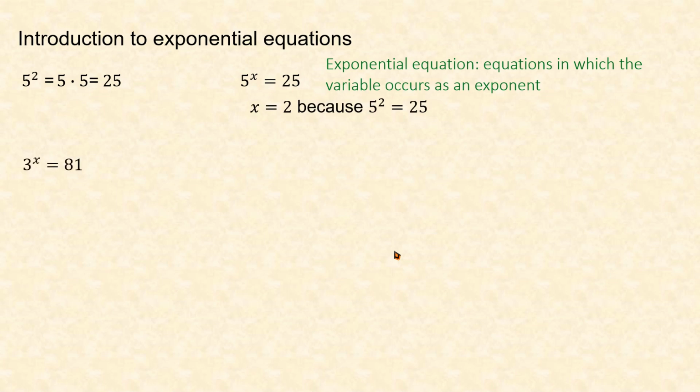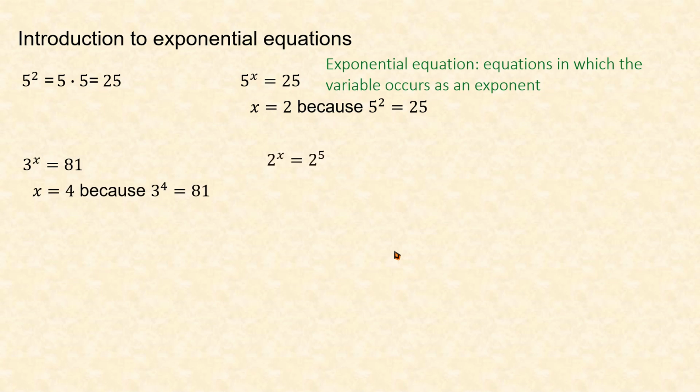Let's do another. I have 3 to the x is equal to 81. And with this one, you think, oh man, 3 times itself. 3 times 3 times 3 times 3. How many times does it give you 81? And then I guess you eventually figure it out. x is equal to 4 because 3 to the 4th power is 81.